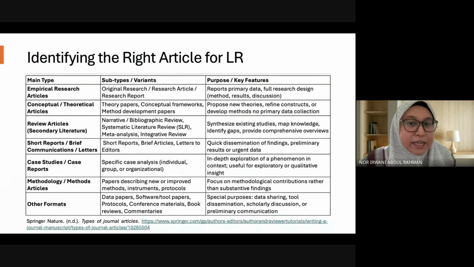Identifying the right article for your LR. Not all journal articles are suitable to be included in your LR writing. Getting to know what types of article we are looking for, because each article is prepared with a specific purpose. Most of them present empirical research: the data, method, findings, and discussion. This is the familiar one.